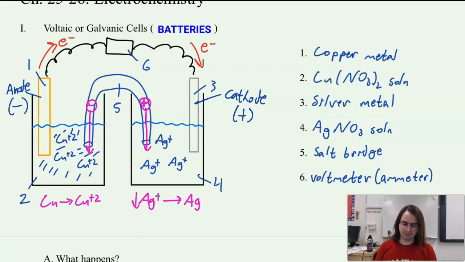So it's important to understand that in this particular cell, the electrons are flowing from anode to cathode. I like to say they flow from A to C. I feel like it makes it easier if you think about your alphabet, right? From A to C. And there's a couple of other ways that we can remember where things are as well.